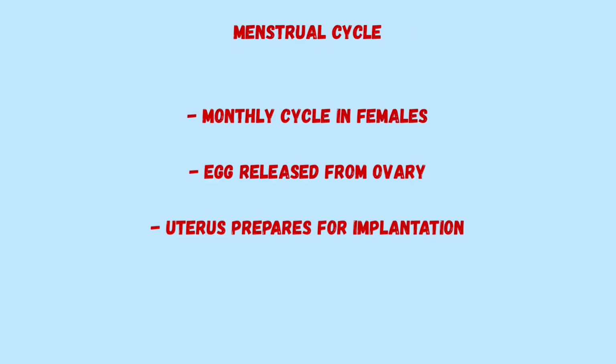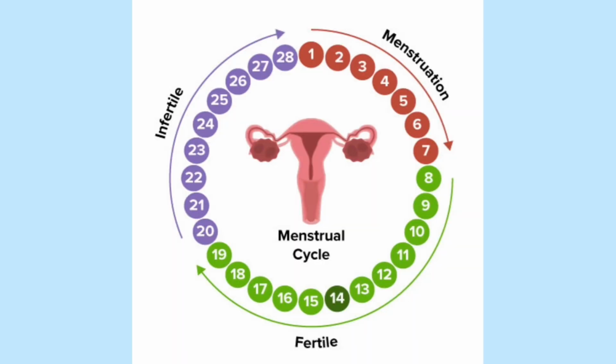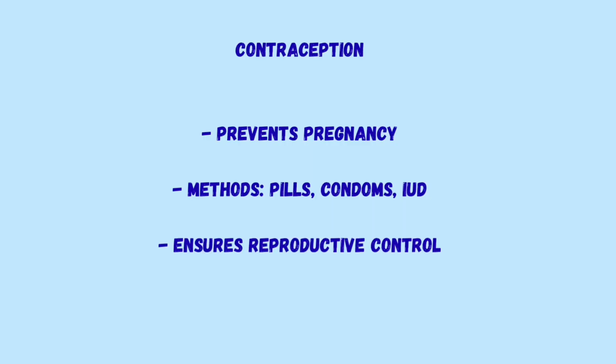Now what is the menstrual cycle? The monthly cycle in females, when the egg is released from the ovary and the uterus prepares for implantation. Contraception prevents pregnancy. Methods here are pills, condoms, IUDs, and that ensures reproductive control.